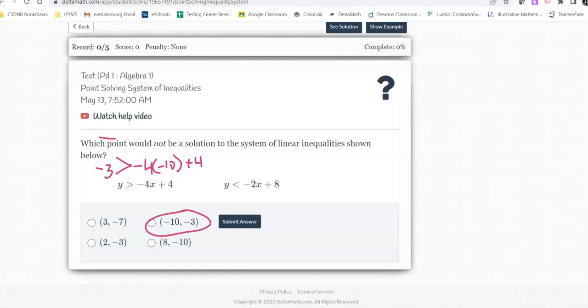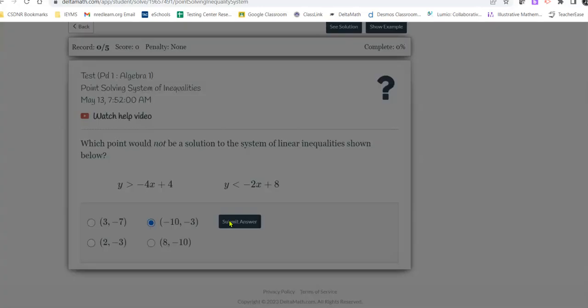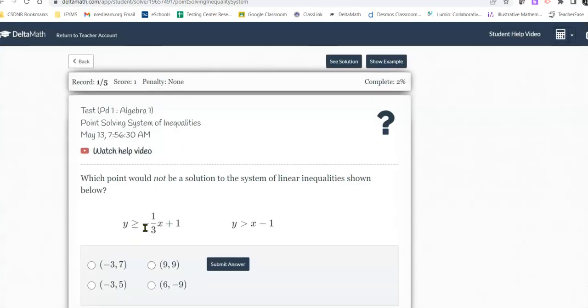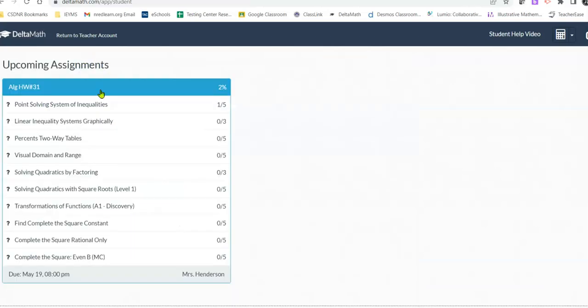Is negative 3 greater than negative 4 times negative 10 plus 4? And as soon as it fails one inequality, you don't even need to check the other. As soon as this is a no, the whole system is a no. So you can check graphically or you can check algebraically. Again, you can type this in your y equals button and take a look. Again, they're looking for something that would not be a solution, or you can put all of these values into x and y and check algebraically.